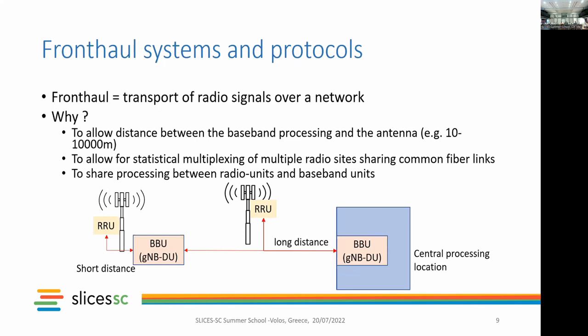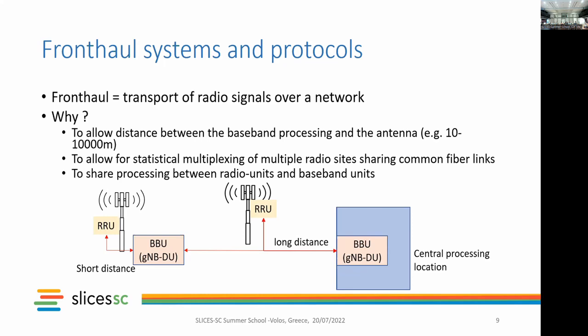Another important reason is to allow for statistical multiplexing of multiple radio sites that share a common fiber link. In 5G, the radios are all over the place, and if you want to have centralized processing, you're going to have to share the fiber in some way or another. It'll be multi-tier, but at one point in the network, you're going to be sharing multiple radio sites. The fronthaul protocols allow you to do efficient statistical multiplexing on those fiber links, especially on the uplink. That's why a lot of these people are doing this.